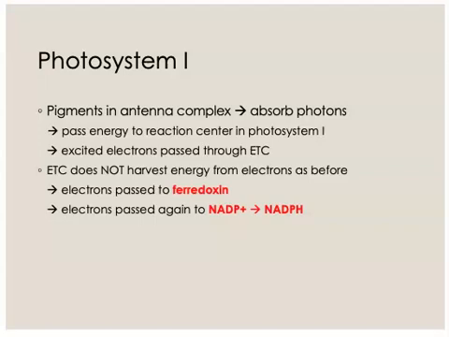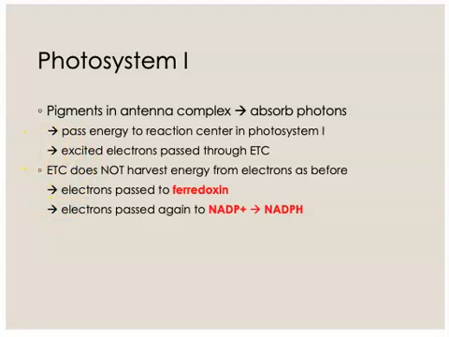Now let's take a look at the events occurring in photosystem 1. Just as we saw in photosystem 2, photons of light are hitting the chlorophyll pigment in the antenna complex, and the energy from those photons is being absorbed. The energy gets passed from chlorophyll to chlorophyll to chlorophyll in the antenna complex until it reaches the reaction center. Excited electrons in the reaction center are then transferred to the electron transport chain.